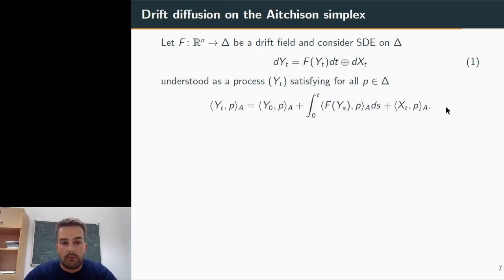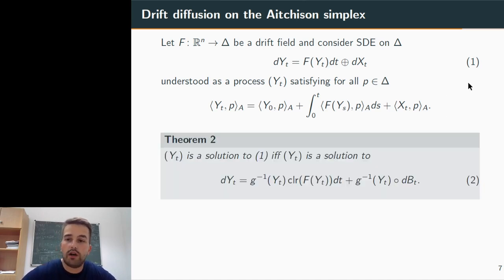And now, of course, we may ask, can we also give a conventional description of such an Aitchison SDE, meaning in conventional Euclidean coordinates? And of course, that's possible, and it's basically just again an application of Ito's formula, which will tell you that Y is a solution to equation 1 if and only if Y is a solution to the equation here in 2, which is now just a conventional Stratonovich SDE in Euclidean coordinates, if you like.